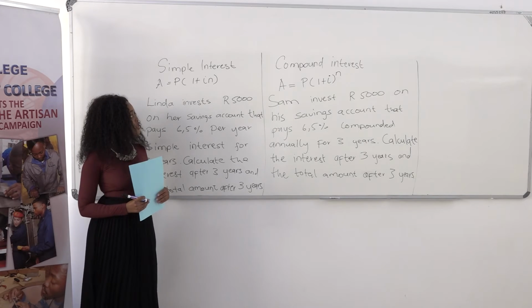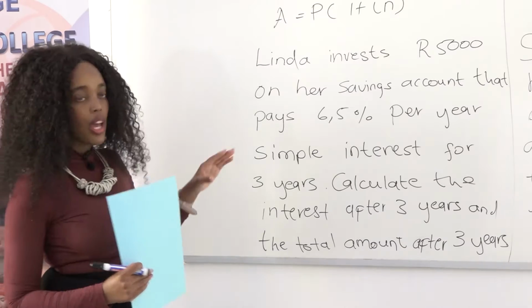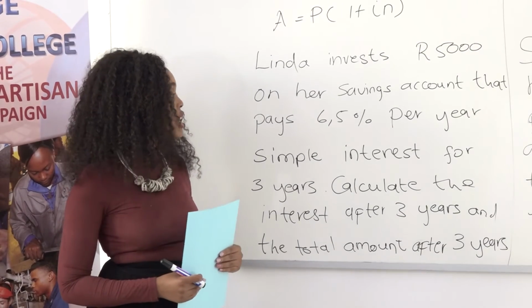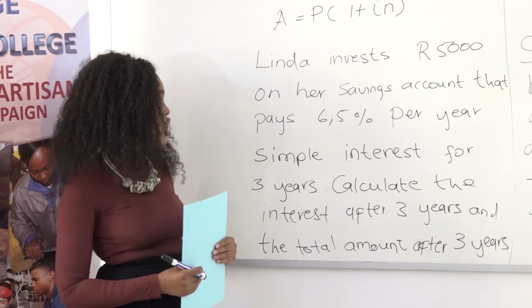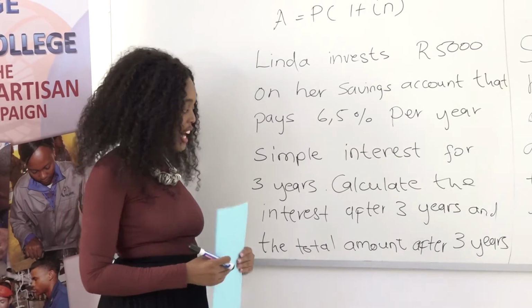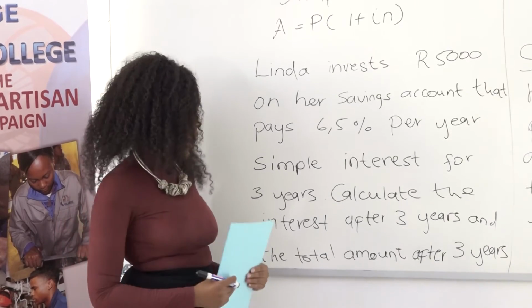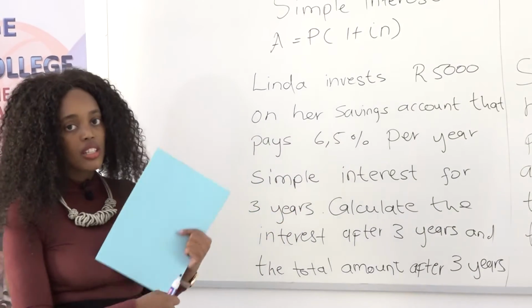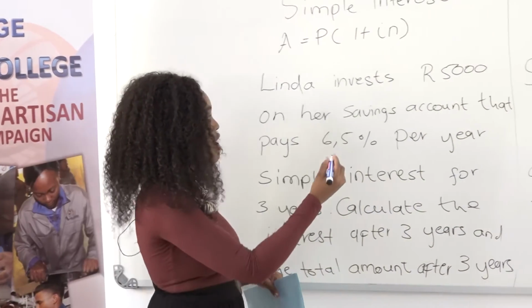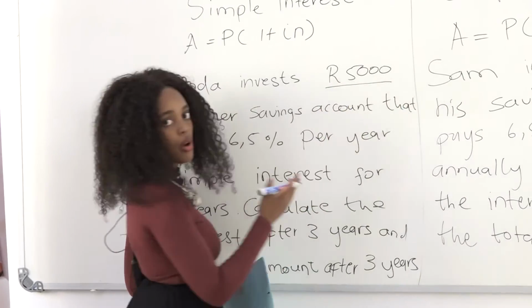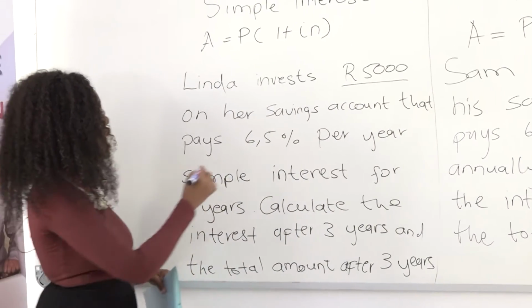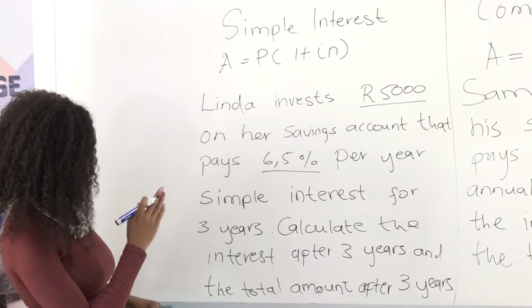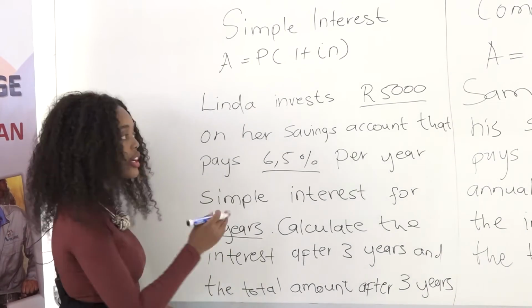So let us look at a few examples on how to compare the two. We have a simple interest scenario. Linda invests 5,000 in her savings account that pays 6.5% per year simple interest for 3 years. Calculate the interest after 3 years and the total amount after 3 years. So now we highlight the important information that we have. We have 5,000, which is our principal amount, and we have 6.5%, which is our interest rate. And finally, we have our period, which is 3 years.